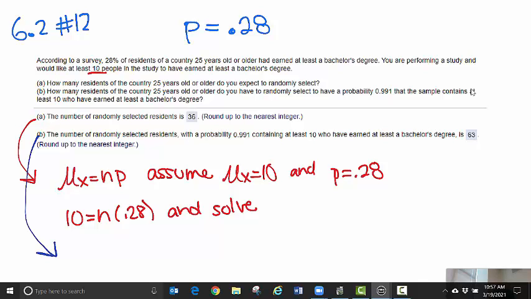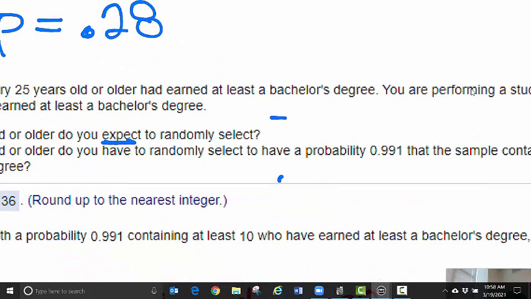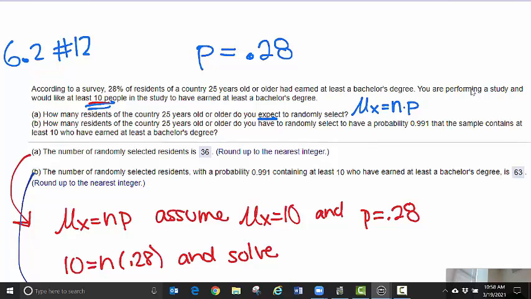You are performing a study and would like at least 10 people in the study to have earned a bachelor's degree, okay? So it says, how many residents of the country, 25 years or older, do you expect? Expect is the average. Oh, I lied. This is binomial. And the average for a binomial is the number of people you survey times the probability of success. So that's what I have here.